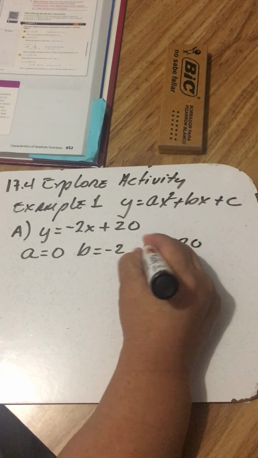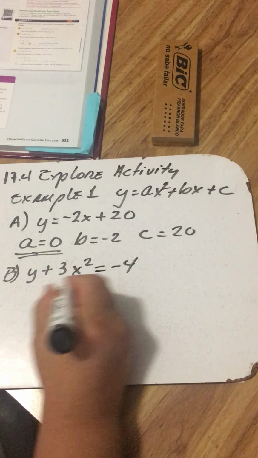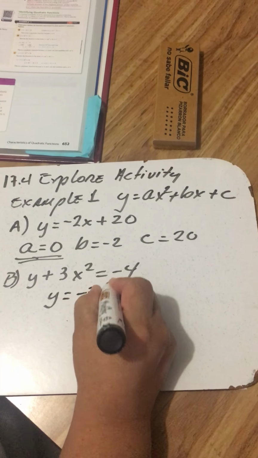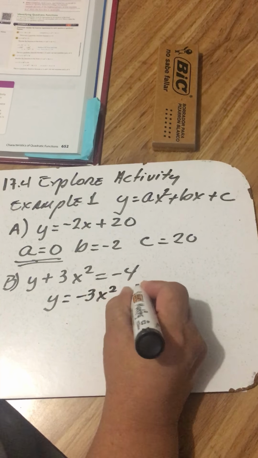Okay. B, we have y plus 3x squared equals minus 4. Then we put it in standard form. We put it y equals minus 3x squared minus 4. Then here a is equal to minus 3, b is 0, and c is minus 4. Then we have a not equal to 0, then it's a quadratic function.